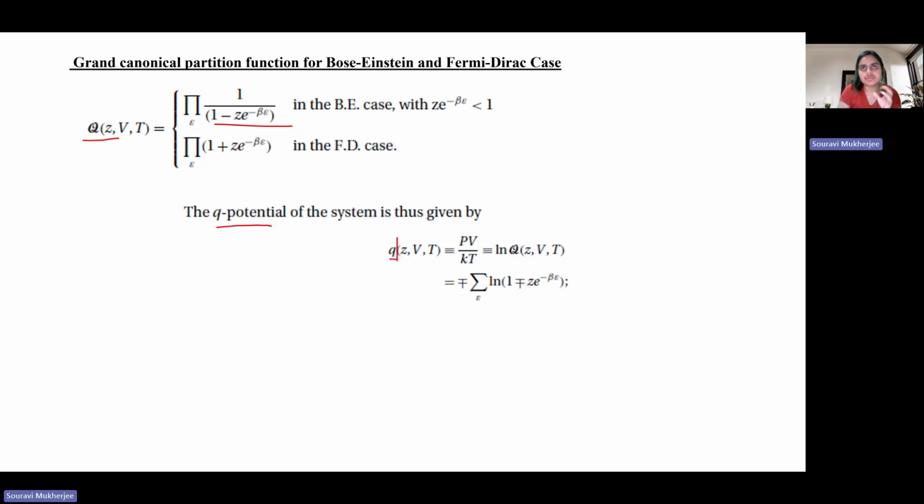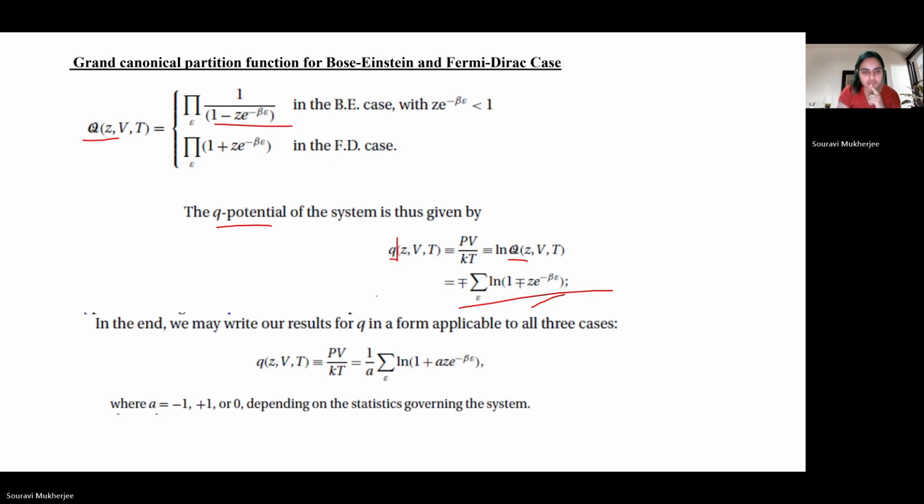Q can be used to define all different thermodynamic variables. Okay, so Q is the potential, and you write it as PV by KT. The relation between Q and the partition function is given as Q equal to ln Q. So that means now you can write Q as this expression here.